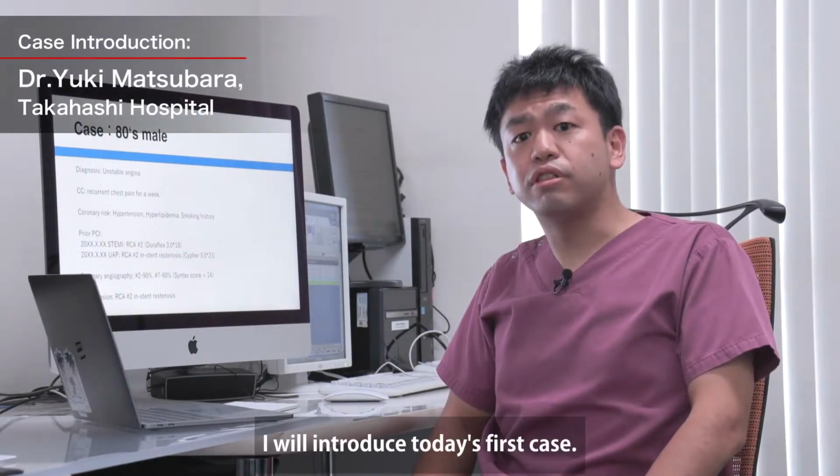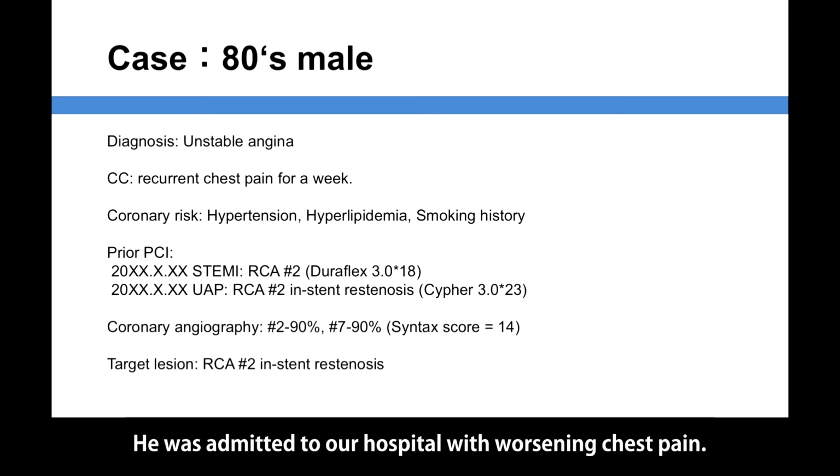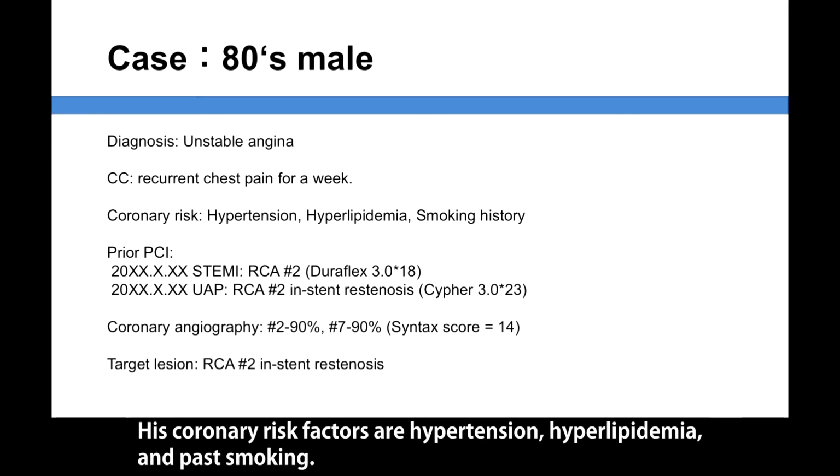I will introduce today's first case. The patient is male in his 80s. He was admitted to our hospital with worsening chest pain. He underwent CAG, which revealed severe in-stent stenosis in mid-RCA and moderate stenosis in mid-LAD. His coronary risk factors are hypertension, hyperlipidemia, and past smoking.